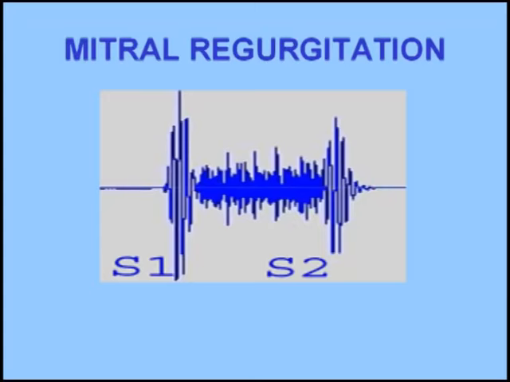The characteristic auscultatory finding of mitral regurgitation is a holosystolic murmur of constant intensity, as shown by this phonocardiogram. Listen to a patient with mitral regurgitation. I will start with 3 normal beats and then add the murmur.